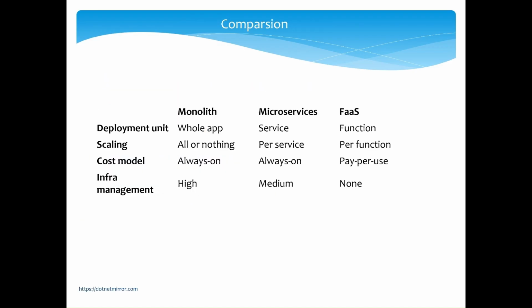Let's look at this side by side, because this is where the business value becomes clear. In a monolith, your deployment unit is the whole app. In FaaS, it's just one function. Look at the scaling row. In a monolith, it's all or nothing. In FaaS, if one specific function is popular, Azure scales just that code instantly. And the cost model is the real winner here. Traditional architecture is always on. You pay for the server even if it is doing nothing. With FaaS and Azure Functions, you move to pay for use. If your code doesn't run, you don't pay. This shift from always on to on demand is why startups and enterprises are moving to serverless so quickly.